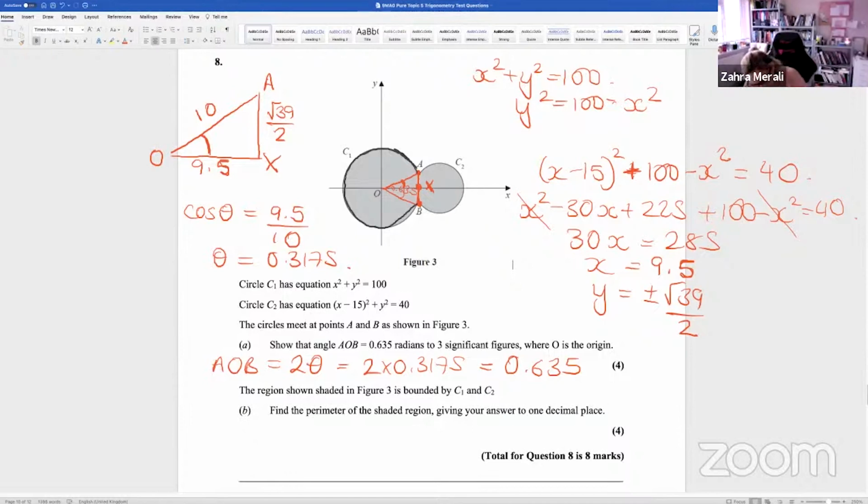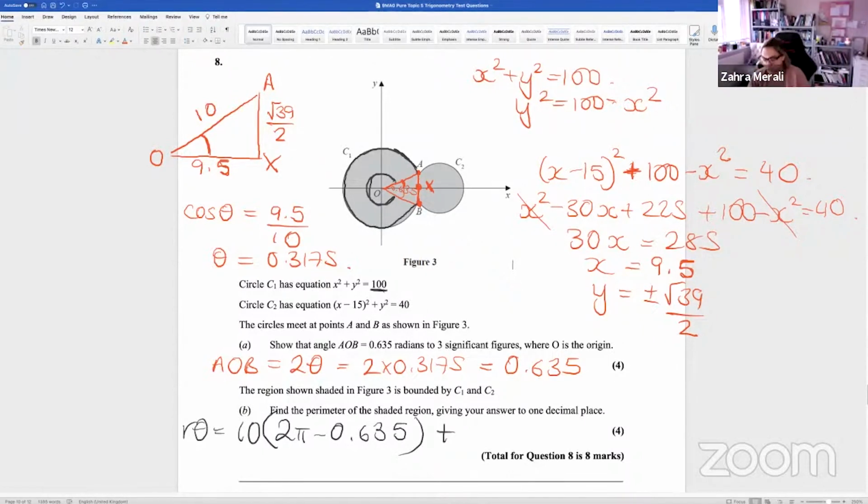We know that r is 10 because of the form of the circle being, that's square root of that. So we could do, and we know that this angle here is going to be 2 pi minus 0.635. So r theta equals 10 times that. That's for that black bit.